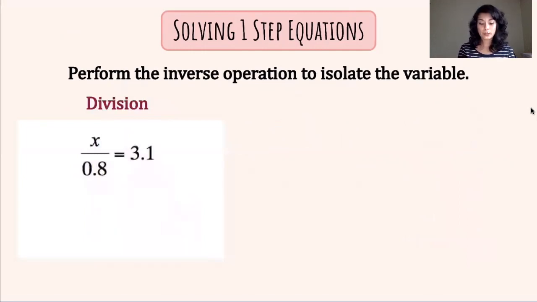Okay, here's another problem that has a decimal. Go ahead and copy this one down in your notebook and I'll walk you through. I see division, so the inverse is to multiply. I'm going to multiply both sides by 0.8. They're going to cancel on the left, leaving me with the x.